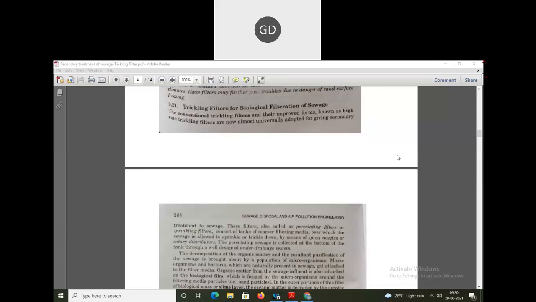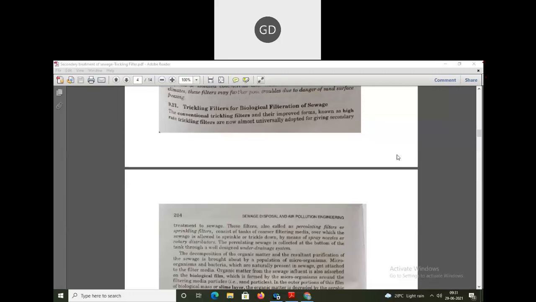This trickling filter is also known as the conventional trickling filter, or the normal rate trickling filter. But nowadays, basically, high rate trickling filters are used. How do these trickling filters actually work? They are also known as sprinkling filters, or percolating filters.